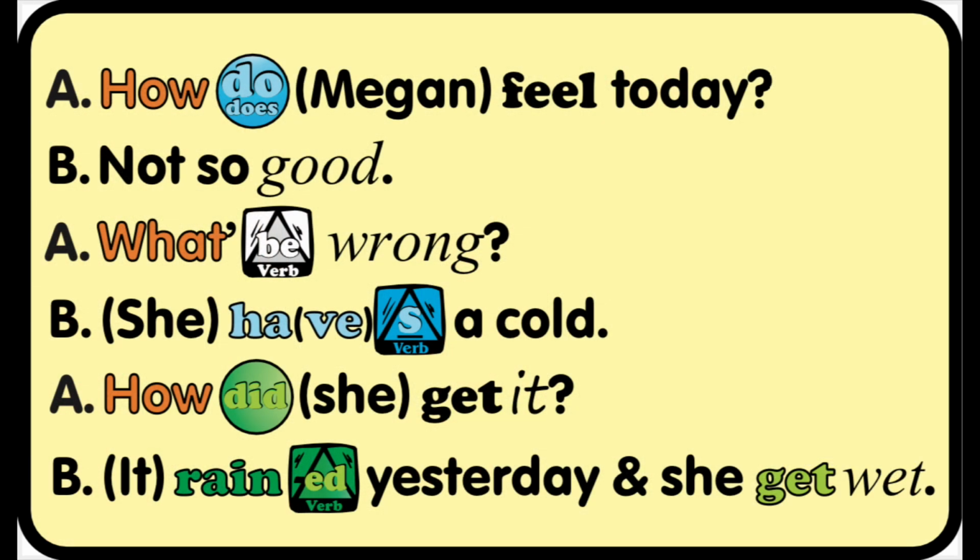How does Megan feel today? Not so good. What's wrong? She has a cold. How did she get it? It rained yesterday and she got wet. Y se mojó. Recuerda que get hace que los adjetivos como wet se conviertan en verbo. Si wet es mojado, mojarse es get wet. Y en pasado, she got wet. Se mojó.